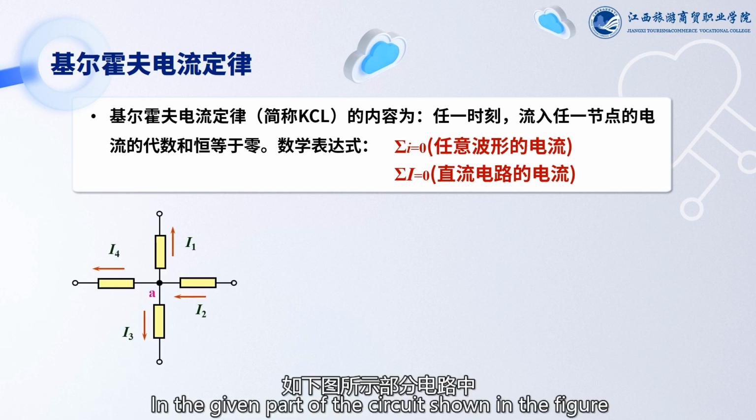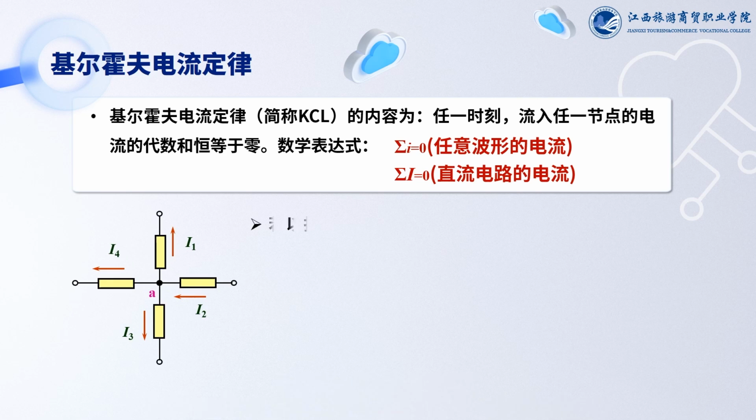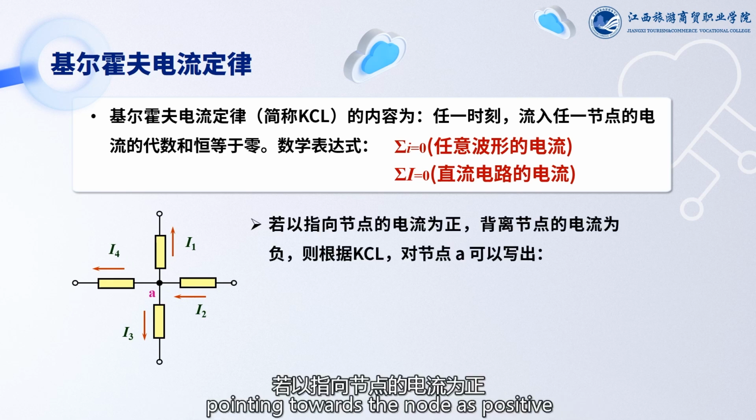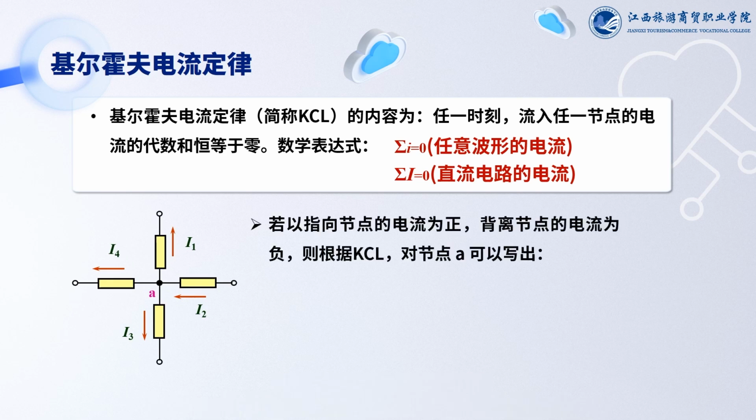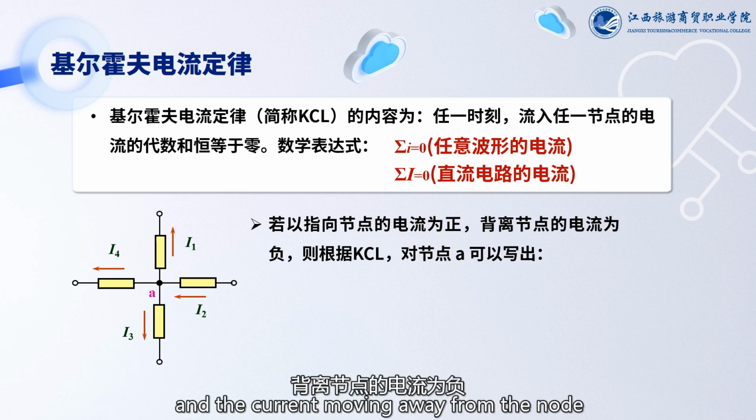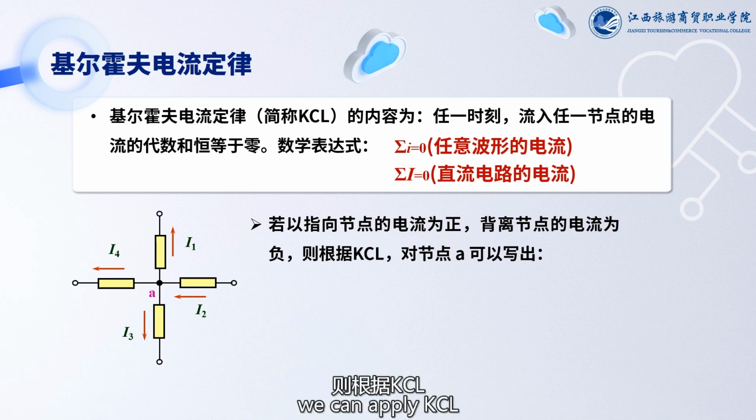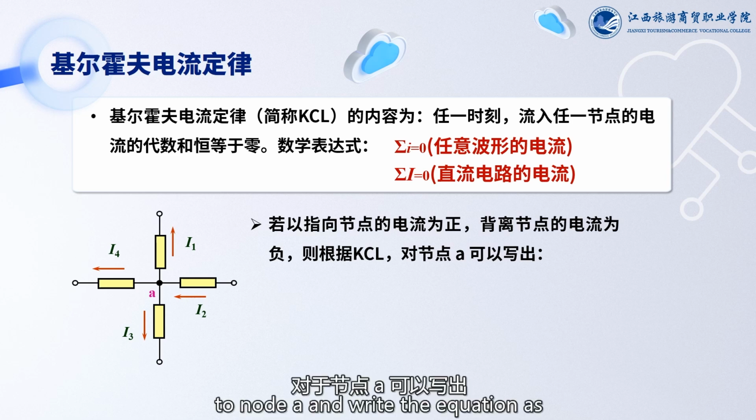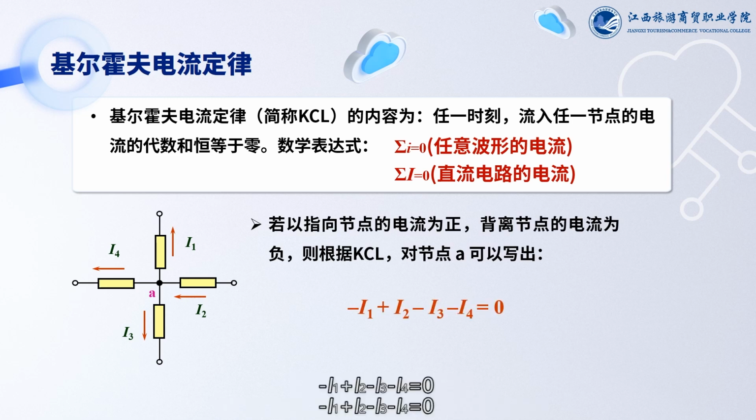In the given part of the circuit shown in the figure, if we consider the current pointing towards the node as positive and the current moving away from the node as negative, we can apply KCL to node A and write the equation as negative I1 plus I2 minus I3 minus I4 equals 0.